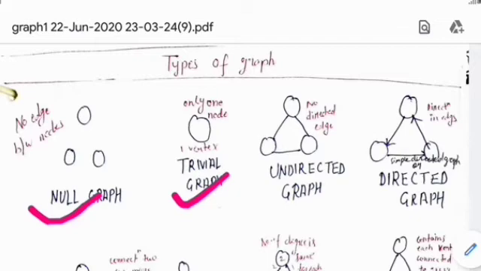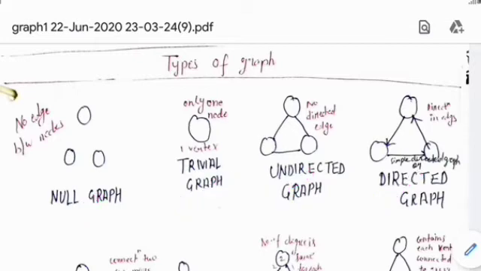Now come to the undirected graph. An undirected graph is defined as having no direction in the edges, that is called your undirected graph. And next is your directed graph. A directed graph indicates the direction from one node to another node with the help of the edges, and we say that direction in edges.